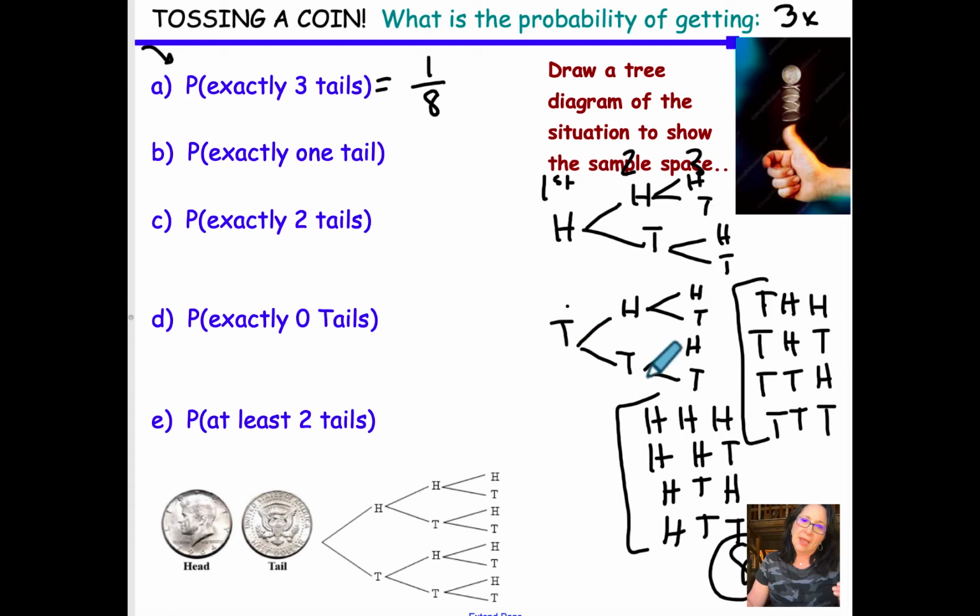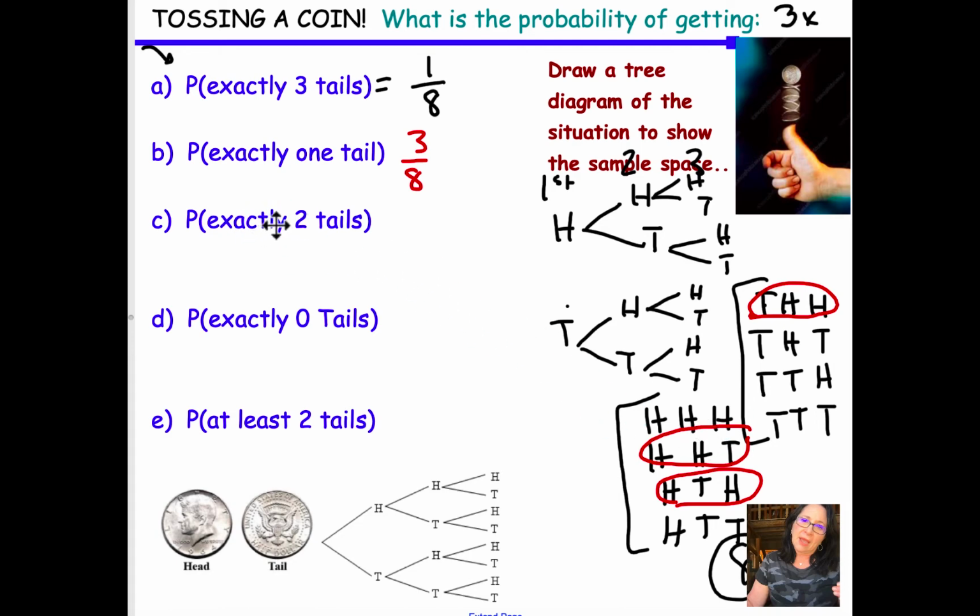The probability of getting just 1 tail. So I'm looking through, I've got a 1 tail here. That's 2. 1 tail here. Did I miss one? Yep, I did. And one tail here. So that's 3 out of 8. Now, that would be different if I had said at least 1 tail, because that would have meant I could have had one tail, 2 tails, or 3 tails. So be careful on the wording with that.